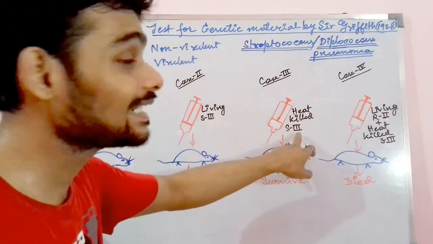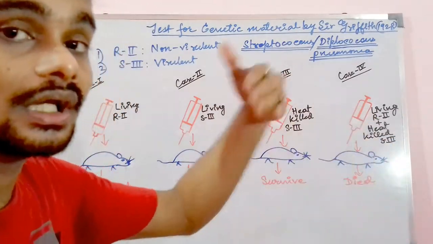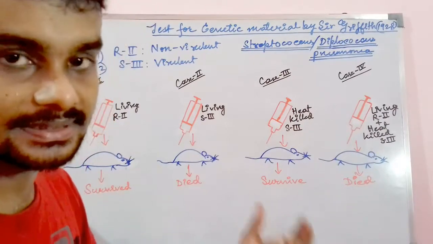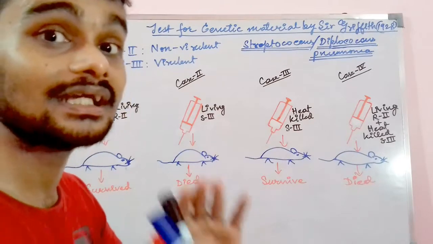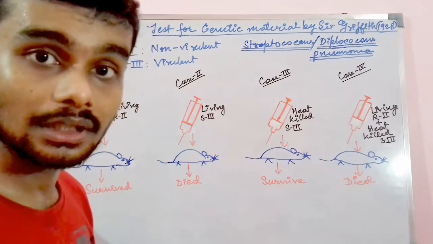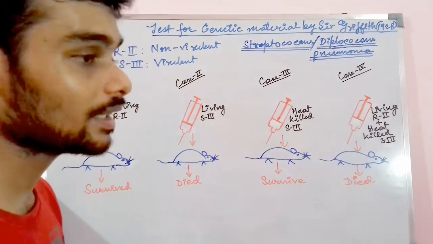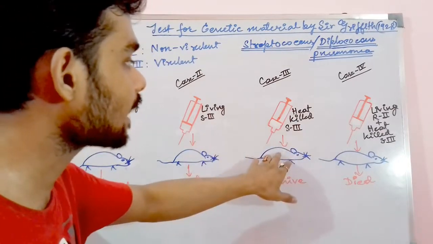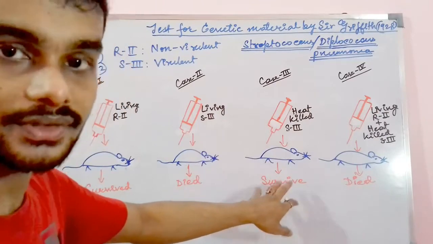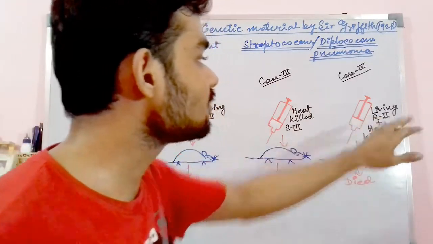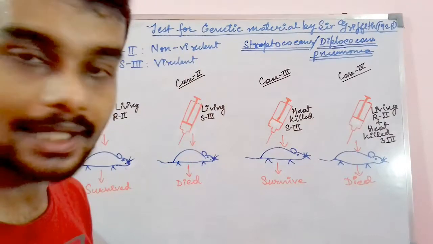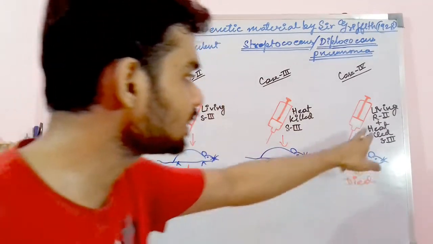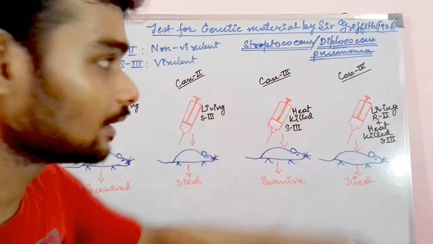In the third case, heat killed S3 type, that is the virulence or the disease causing capability of this S3 type bacteria was totally demolished. Okay, it was totally diminished from the bacteria, and after injecting that within the mice, it was able to survive. And in the fourth case, the living R2 type plus heat killed S3 type bacteria was given. In that case also the mice died. Now in this particular case, fourth case, what happened?